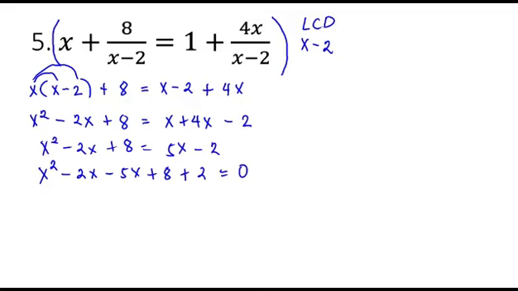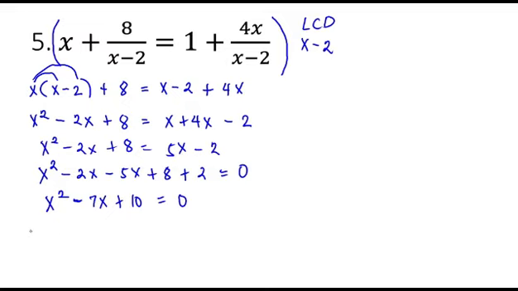Ayan. Simplify lang natin. Again, combine like terms. Copy ulit ang quadratic term kasi wala naman siya kaparehas. And then, ang i-combine na lang natin yung linear term na dalawa dito, yung negative 2x minus 5x. So, that is now, dahil same sign sila, negative 7x. After that, we combine naman the constant terms, 8 plus 2. So, that is plus 10 equal to 0. So, this is now a quadratic equation in standard form. X squared minus 7x plus 10 equal to 0.